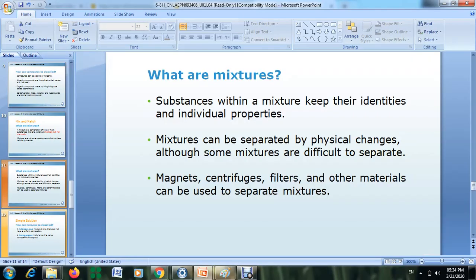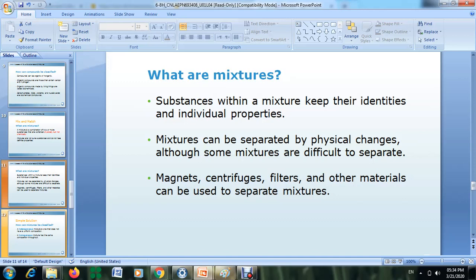Before talking about how to classify mixtures, let's talk about the properties of mixtures. Substances within a mixture keep their identities and individual properties. It's not like a compound, where we talked before about the chemical reaction changing the properties, right? But in mixtures, because they are physically combined together, they keep their identities. Mixtures can be separated by physical changes, although some mixtures are difficult to separate.